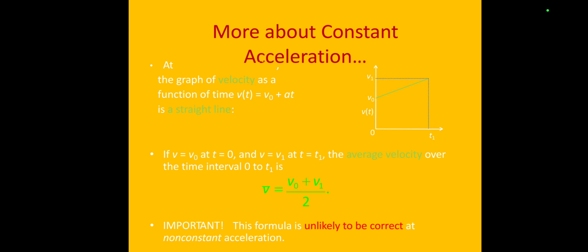That means the velocity changes steadily, and there is no variation in acceleration. If v equals v naught at t equal to 0 and v equals v1 at t equal to t1, the average velocity over the time interval 0 to t1 is v bar equal to v naught plus v1 upon 2. But remember that this formula is not correct for non-constant acceleration.